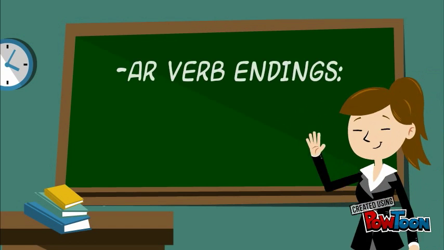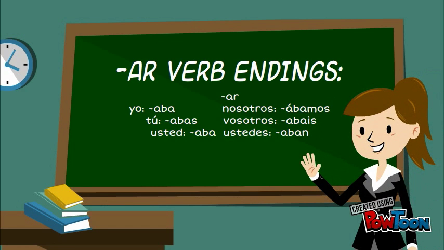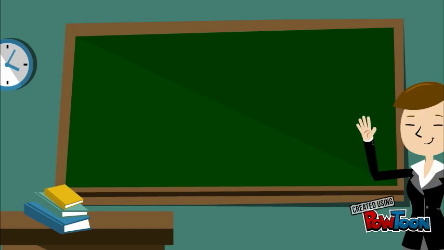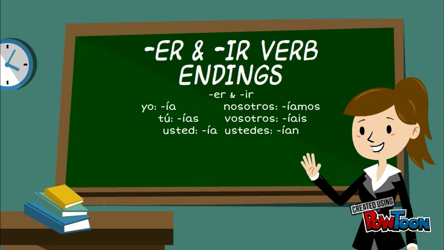The imperfect conjugations of AR verbs are aba, abas, aba, abamos, abais, and aban. The imperfect conjugations for ER and IR verbs are ía, ías, ía, íamos, íais, and ían.